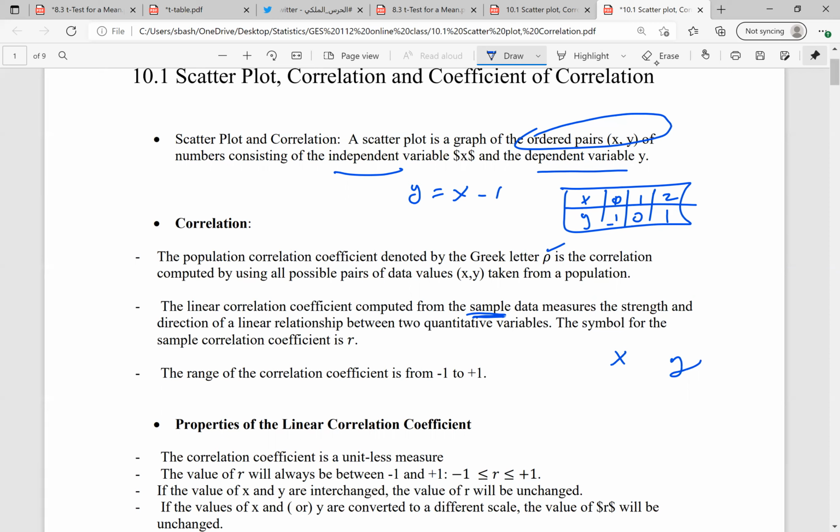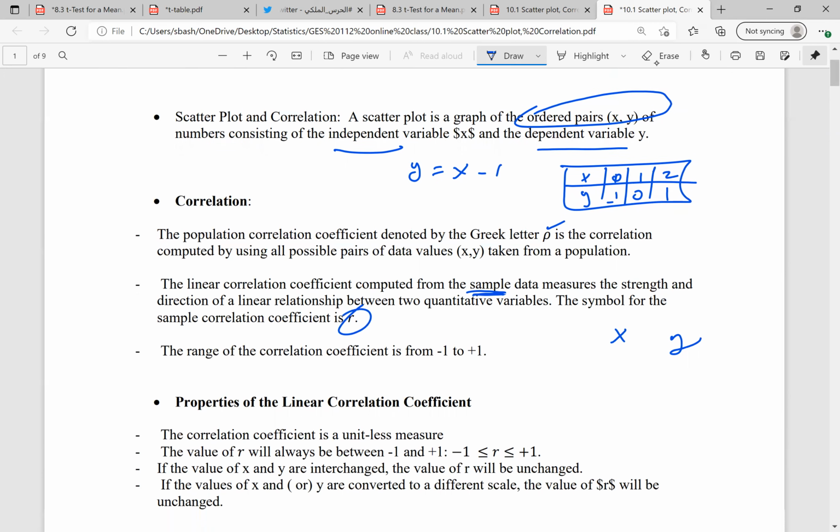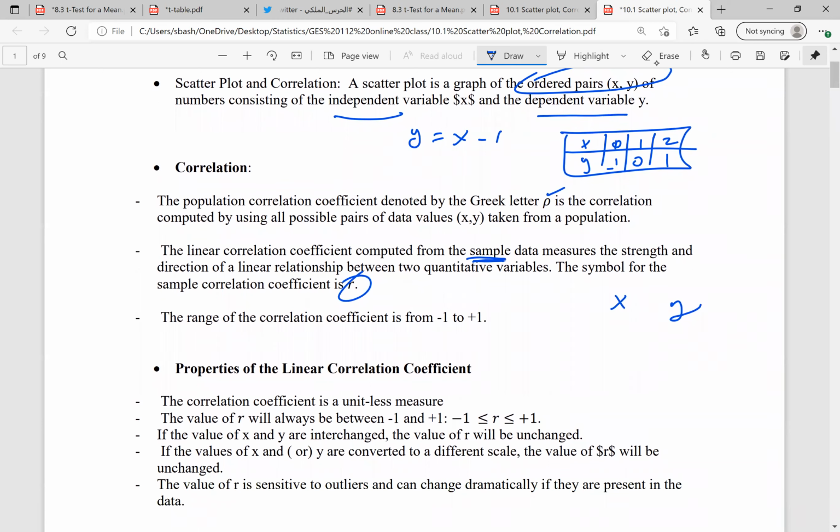The symbol for the sample correlation coefficient is r. The range for the correlation coefficient is from -1 to +1. So -1 is less than or equal to r, less than or equal to +1. If we have -1, it means that the relation between x and y is negative. It means that when we increase x, y will decrease. If it is positive, it means that increasing x will increase the output y. So we have negative and positive correlations.